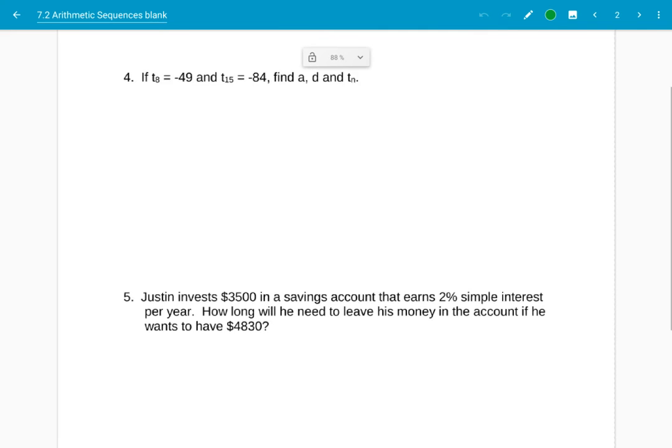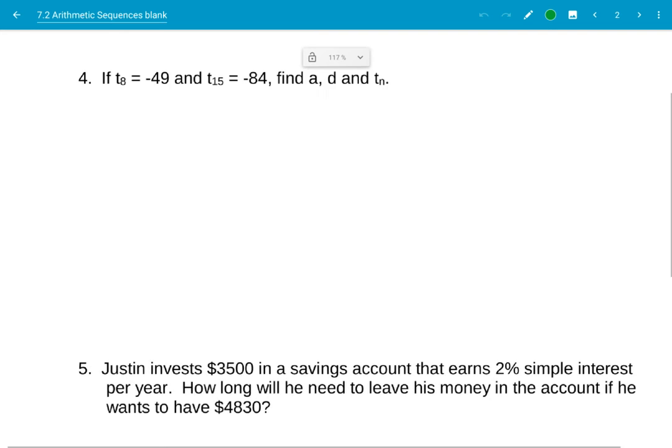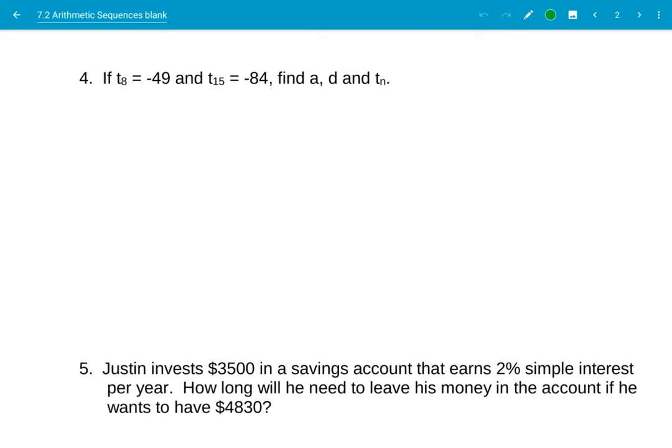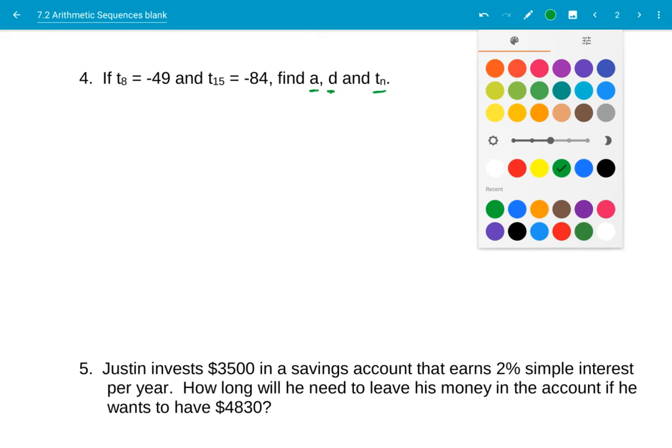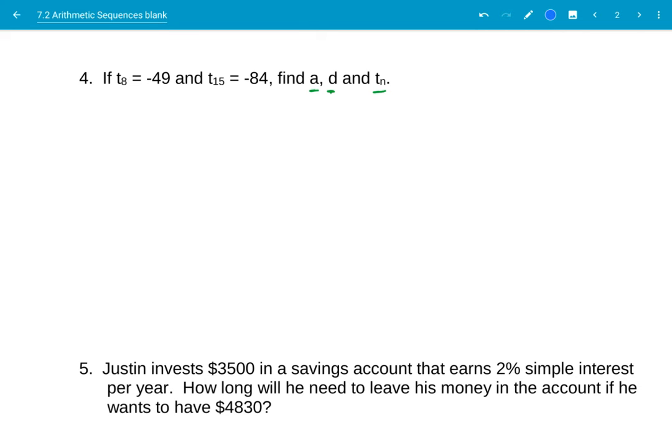Oh, there's the formula on the next page in my version here. T8 is negative 49 and T15 is negative 84. They're saying find A and D in Tn. Now, they're implying that it's arithmetic, so we have to assume that if they're asking us for A and D, it has to be arithmetic. And we're going to do it a couple of ways, I guess.